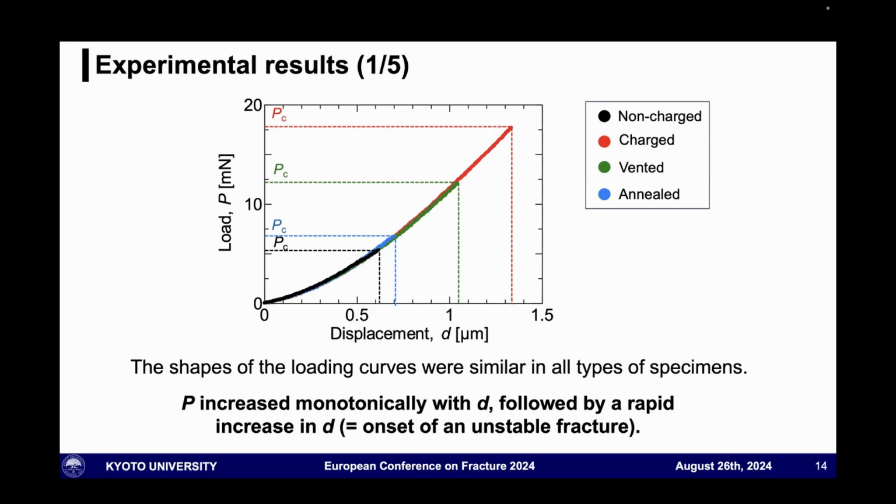This is the load-displacement relationship in all types of specimens. This result shows that the shape of the loading curves was similar in all types of specimens. Specifically, P increased monotonically with D, followed by a rapid increase in D, and this is the onset of an unstable fracture.